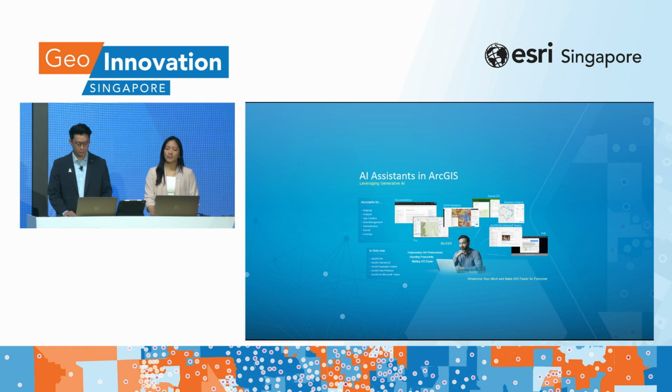So to summarize, GenAI is making mapping easier for new users and more efficient for experts. AI-driven recommendations, automated styling, and streamlined workflows simplify analysis and speed up geospatial content delivery. And I'm excited for all of you to be able to explore these features in beta later this year.